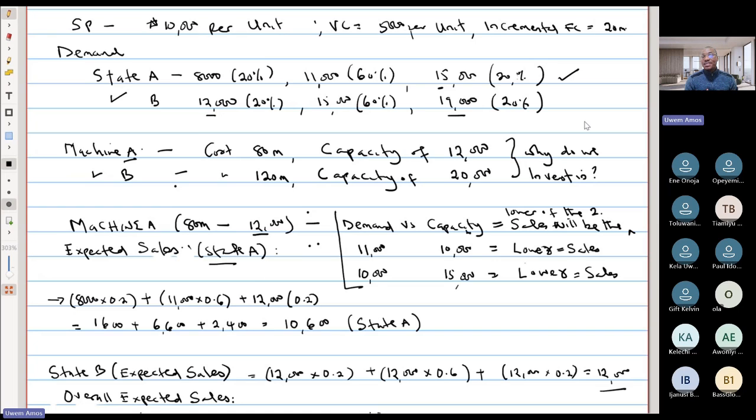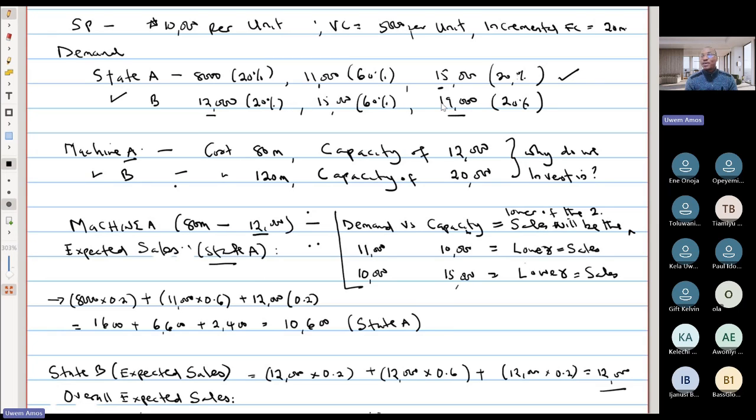Now, when you buy the machine, you might find yourself selling under state A. So I buy the machine and state A happens to my company. So I end up selling, having the expected value of 8, 11, 15 based on my projected demand. Or with that same machine A, you might have 12, 15, or 19. Is that clear?